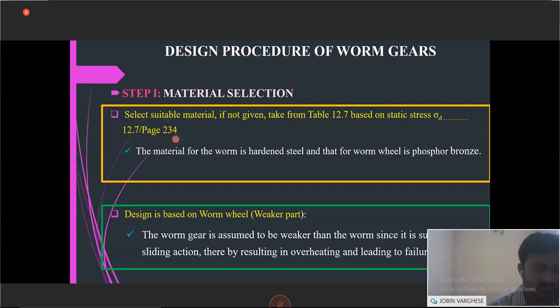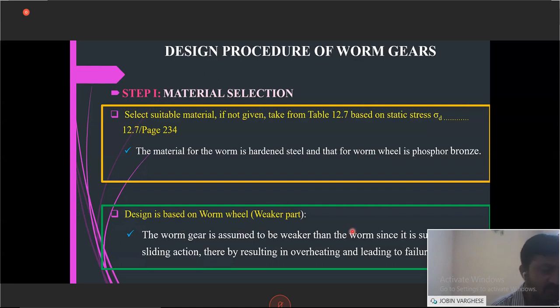Next, we will be finding the weaker part. Always we are designing the gear based on the weaker part. Here, we are not following the same procedure as we followed for the bevel gears as well as the helical gear. Here we will be taking the worm wheel as the weaker one.